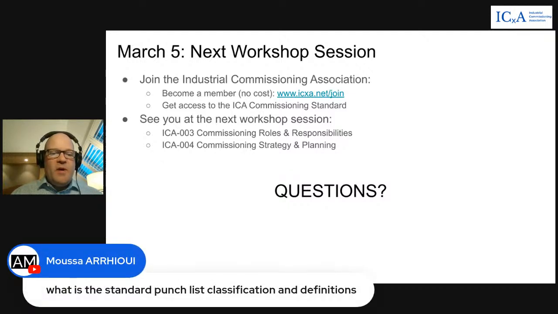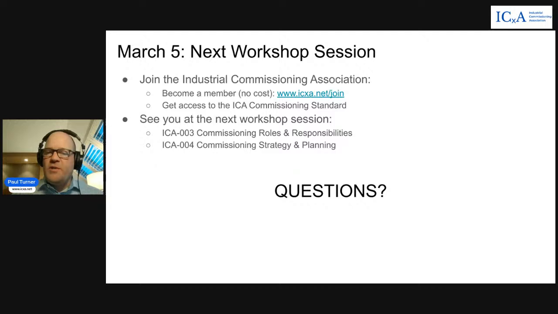What is the standard punch list classification and definitions? Yep, that's all fully defined in the standard. Get a copy of the standard, all the A type, B type, C type, all fully defined, and how that's managed, how that's integrated into commissioning software, and how each of the punch classifications are tracked and closed out on projects.